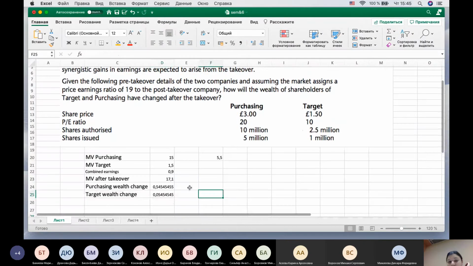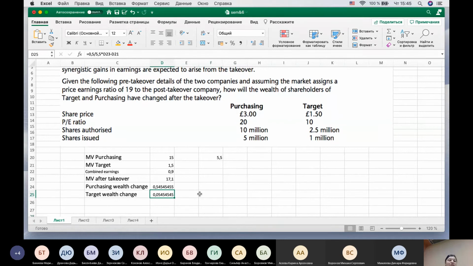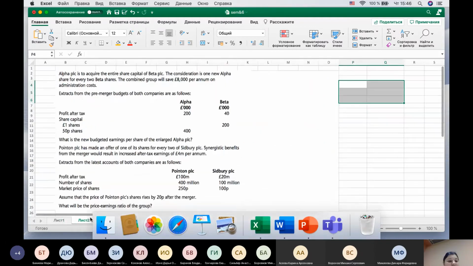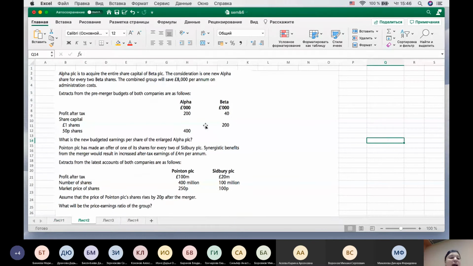And so when we are finding the wealth of our target shareholders, it means their weight in the total amount of shares, 0.5, divided by 5.5, our global common amount of shares of the purchasing company, multiplied by the same market value of our company, minus their previous wealth. And so both groups of shareholders have gained. Good. Now let's read the next part of our task.